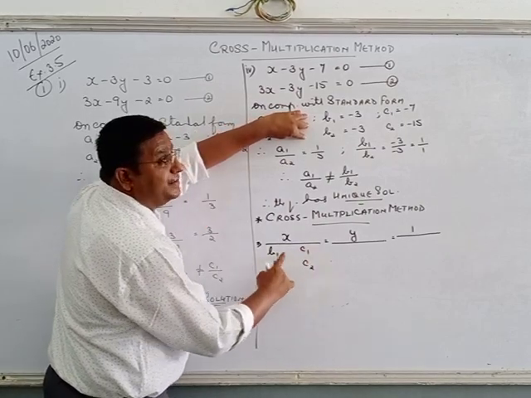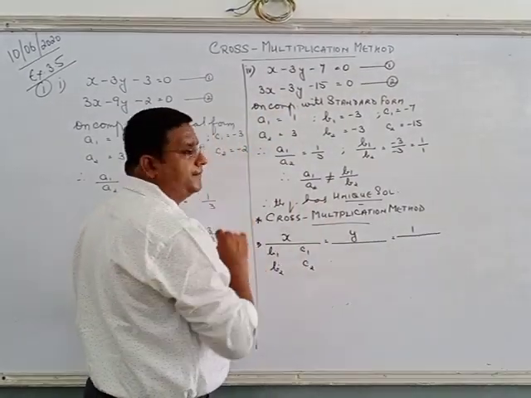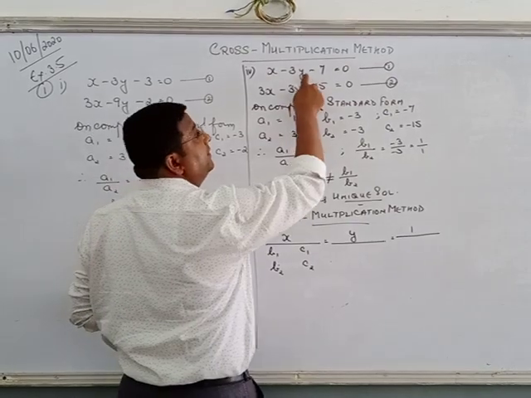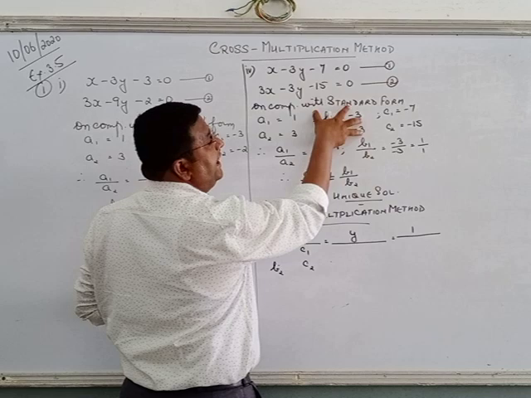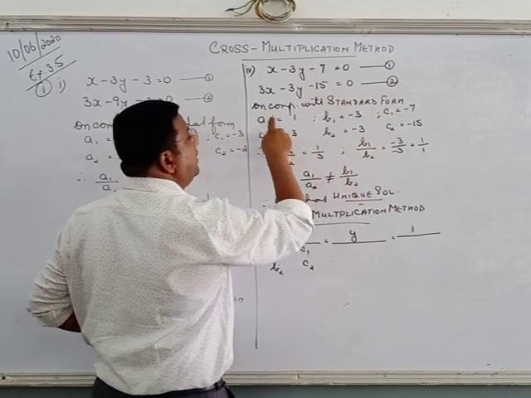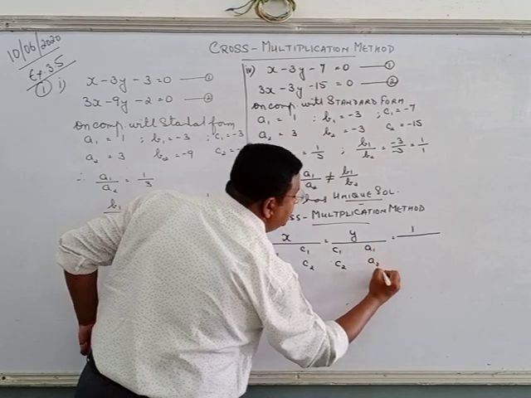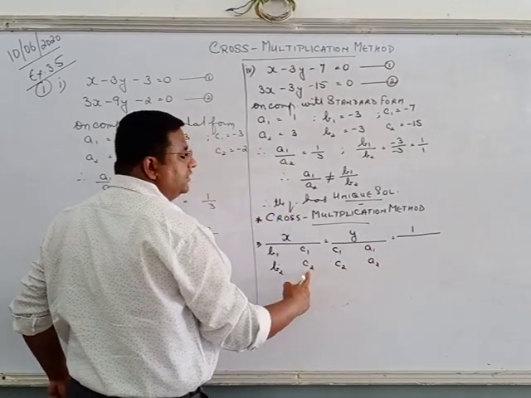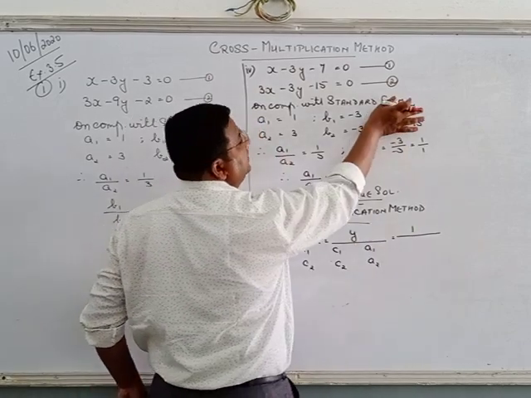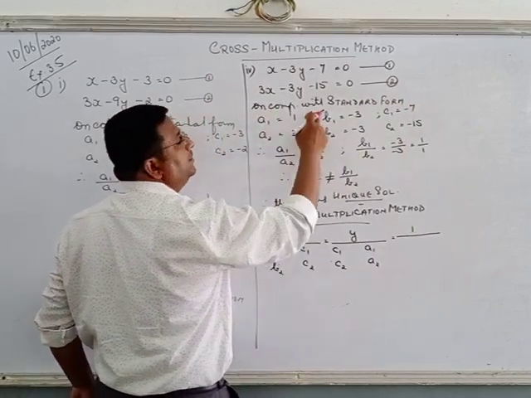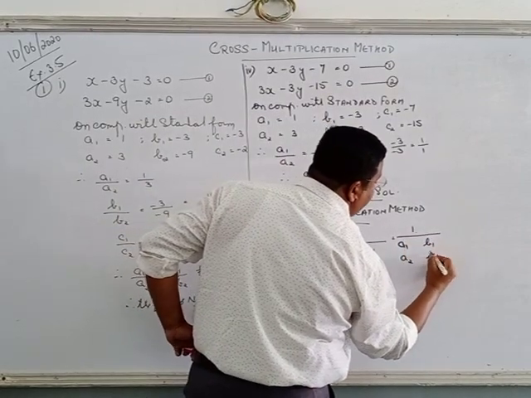Now we are writing under y. Hide the coefficients of y, that is b1, b2. So the next one will be c1, c2, a1, a2. Cyclic order, check. After b1, b2 it is c1, c2, then a1, a2. For 1, which is a constant, hide the constants c1, c2. So next one a1, a2, b1, b2.